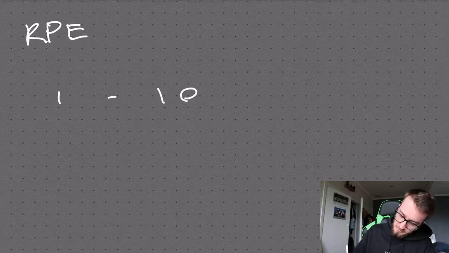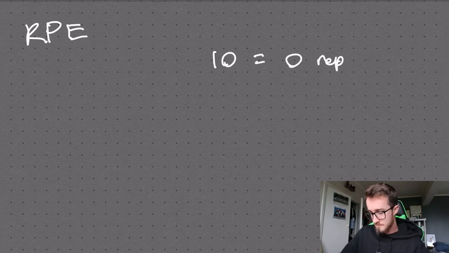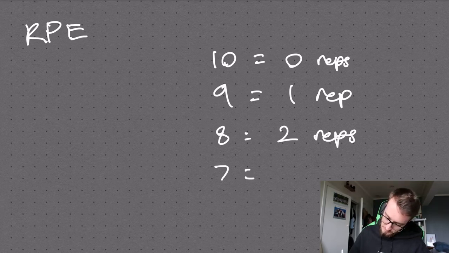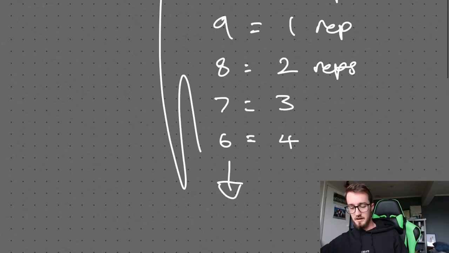So you have RPE. It's a 1 to 10 scale. However, the most important part is that 10 equals 0 reps left. And then 9 equals 1 rep. 8 equals 2 reps. 7 equals 3. 6 equals 4. And it changes a little bit past there. But for now, we're just going to focus on this area.